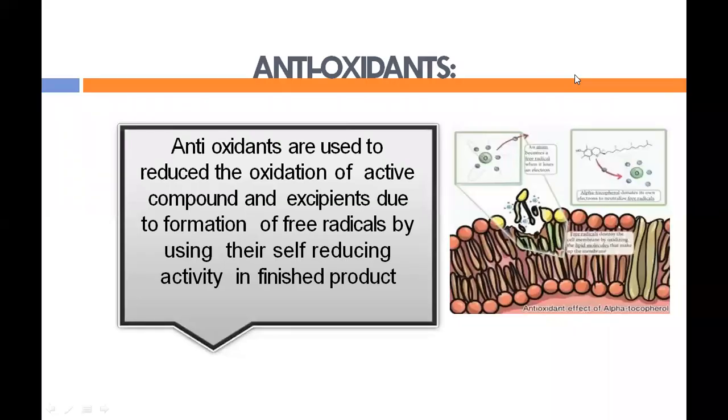So what is the mechanism of these antioxidant preservatives? Antioxidants are used to reduce the oxidation of active compound and other excipients due to formation of free radicals by using their self-reducing activity in the finished products. In simple words, antioxidant preservatives undergo self-oxidation, and by doing so, they prevent the active ingredient from undergoing oxidation. So whatever oxidation trigger is present in the environment of the formulation, that trigger will be taken by the antioxidant preservative first.